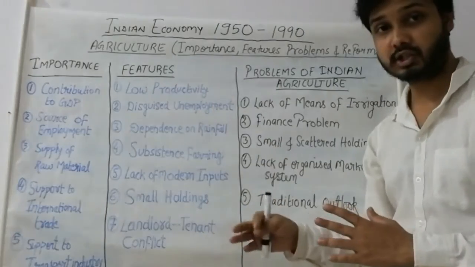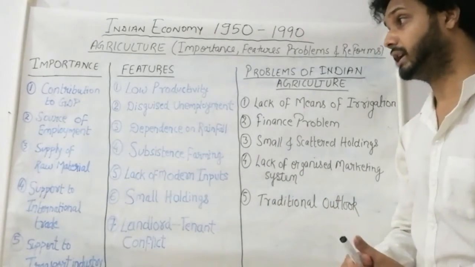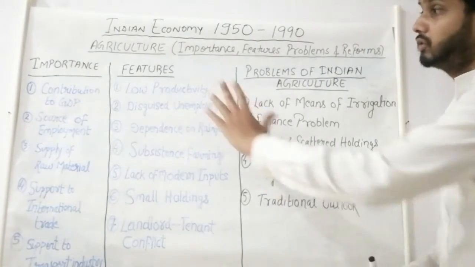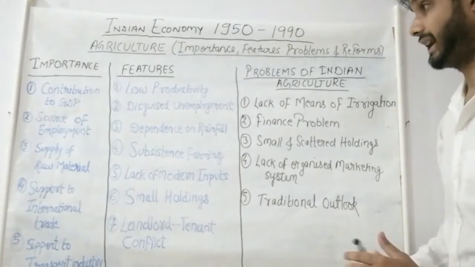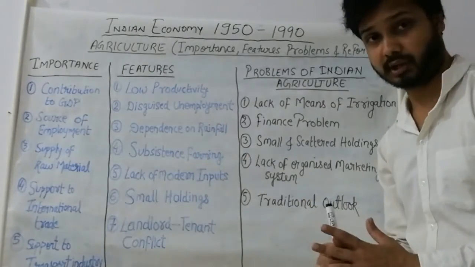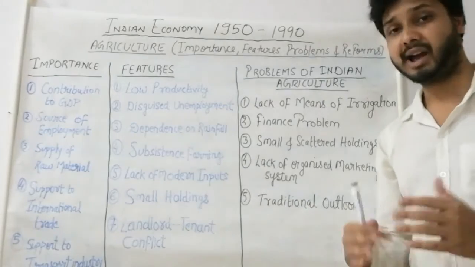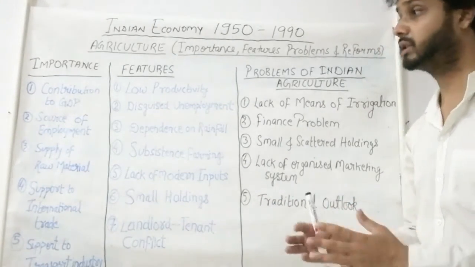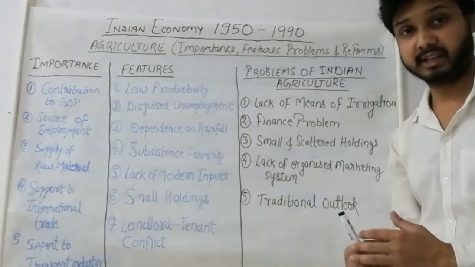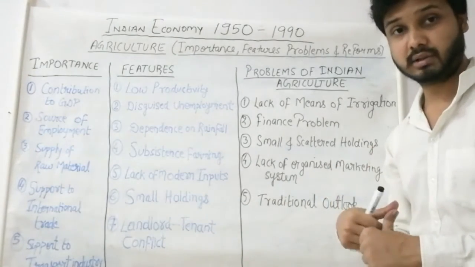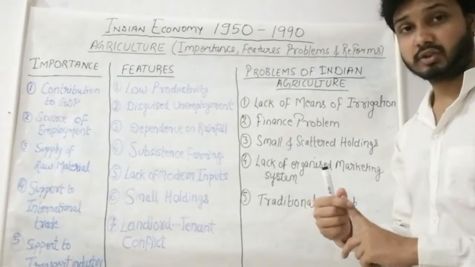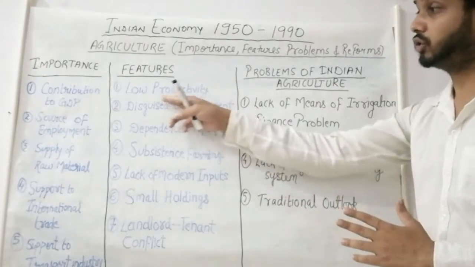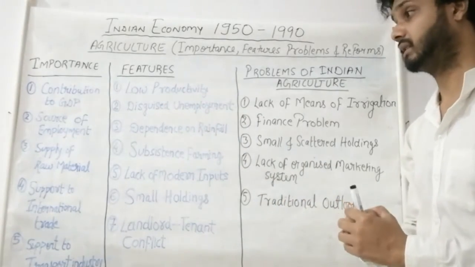Now we will see the features of Indian agriculture. Okay, from the time of independence, what was the feature of our agriculture sector? The first one is low productivity. Students, in our Indian agriculture, the production, or we say the productivity, has always been less, because farmers have never used modern techniques, and they did not have all the resources also. All this led to the low productivity in the field of Indian agriculture.